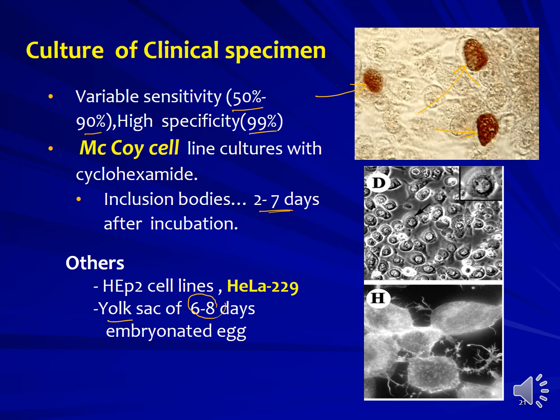HeLa 229 cell line cultures are commonly used. These are the normal cells of the cell line culture. After infection, you can see the cells like this. The cytoskeletal structure of the entire cells will be altered. Here also in this photograph, see, this is the infected cell, and these are all the normal cells. See here also, this is the infected cell, where the entire cytoskeleton has been altered by the infection with this chlamydial species.